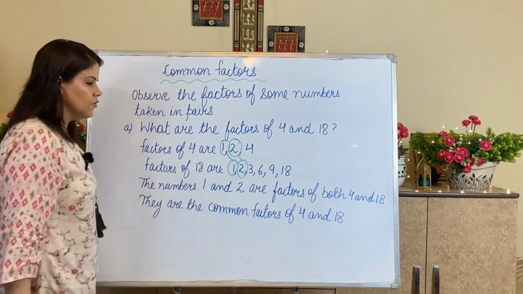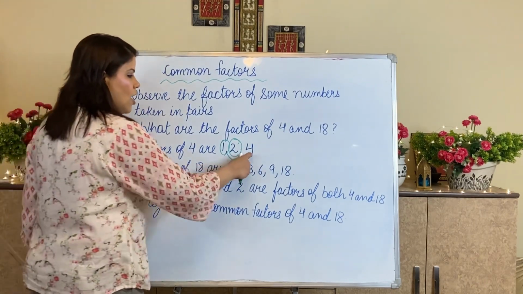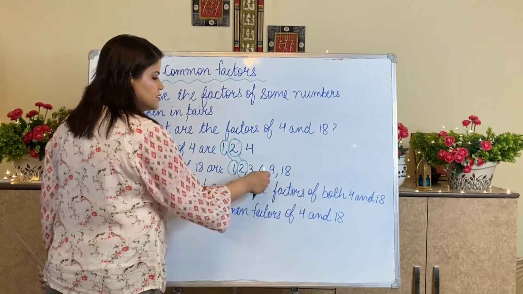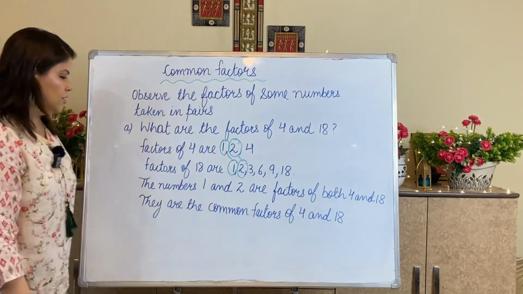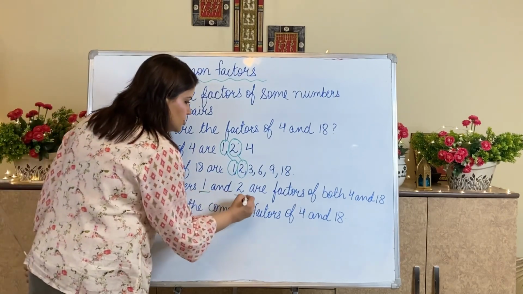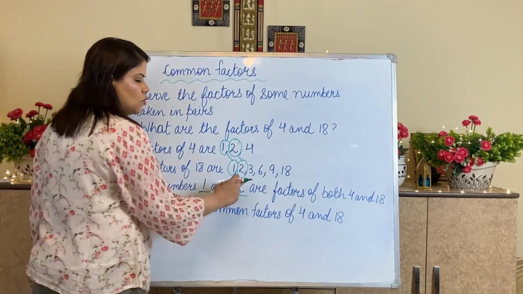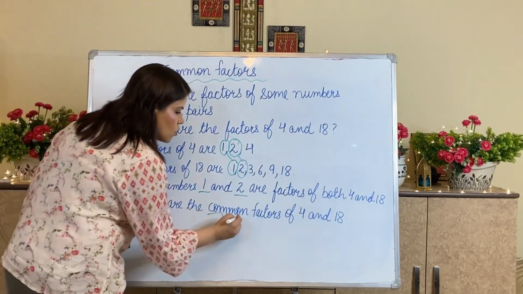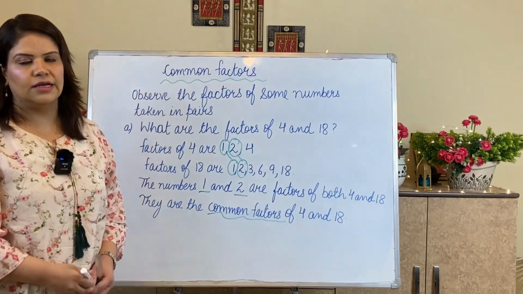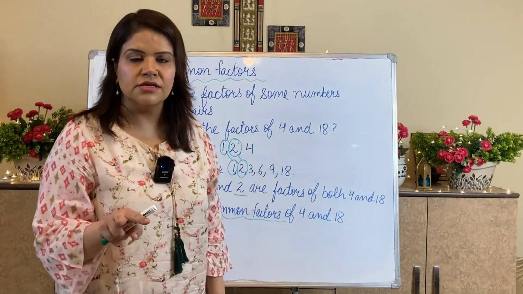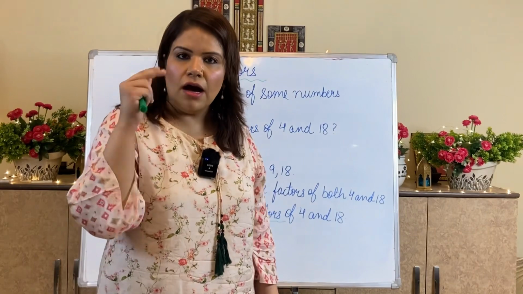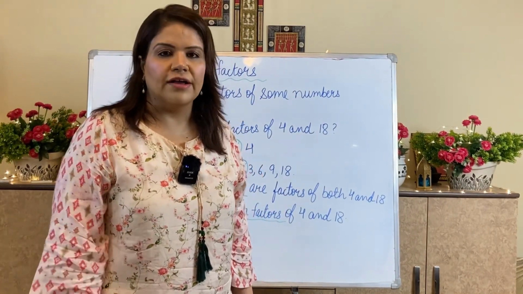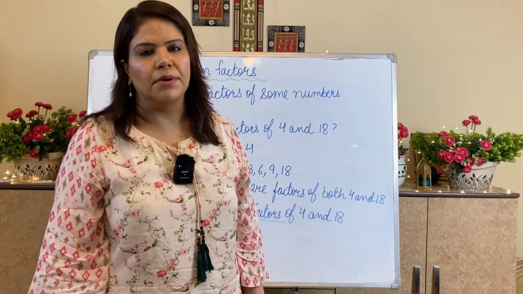Can you find any other factor which is common? No. We don't have 4 for pairing in these numbers, and for 3, 6, 9, 18 I don't have numbers here to pair. So the common numbers will be 1 and 2. So the numbers 1 and 2 are factors of both 4 and 18. They are the common factors of 4 and 18. So you need to take two numbers, factorize them, and among the factors you will find pairs of common numbers. Those will be the common factors.